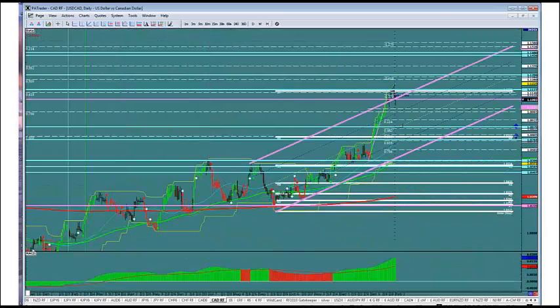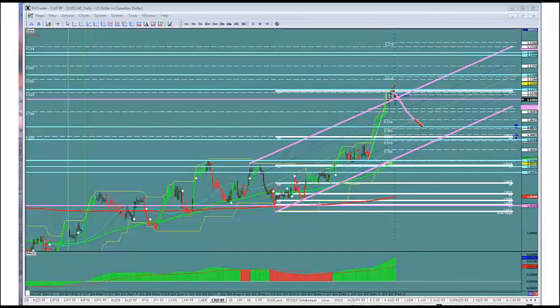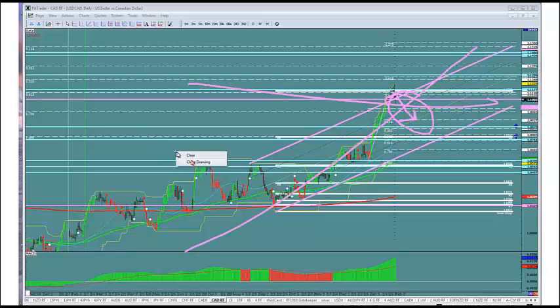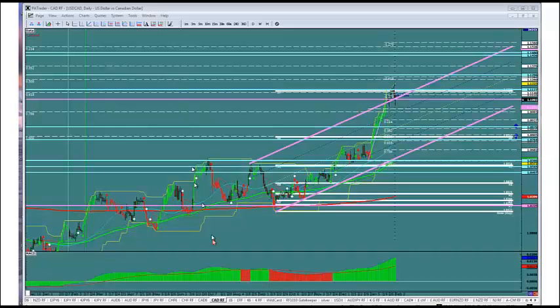So pay attention here. We cannot trade the dollar CAD until we get a pullback. That's all there is to it. The structure says you cannot go any higher. You've got to come down. And unless it does that, I am not trading this dollar CAD at all. I'm walking away from it.